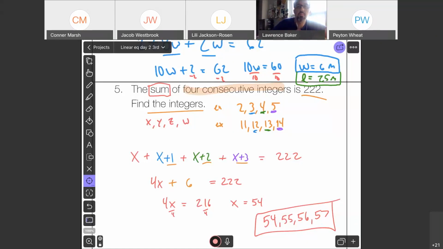Wait, so how'd you get the consecutive 54, 55, 56? That's just part of the definition, Connor, that we're looking for consecutive numbers. Consecutive numbers are just like 2, 3, 4, 5. As soon as I knew the first number, which I called x, I knew the next number would have to be 55, then 56, then 57. Because that's what consecutive means, one right after each other.